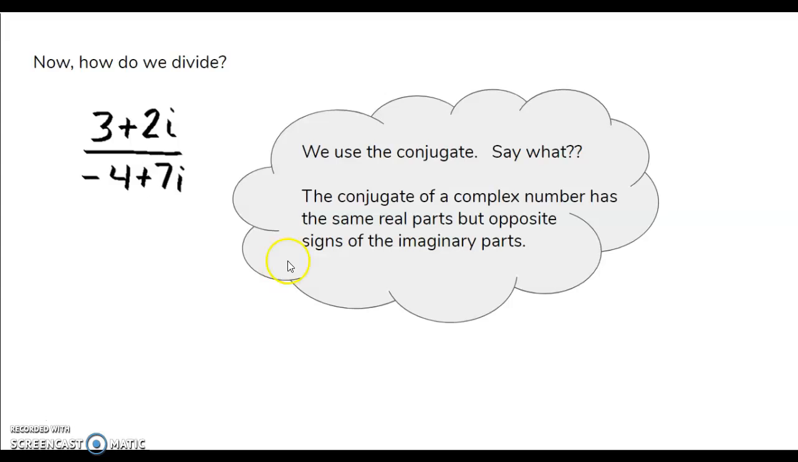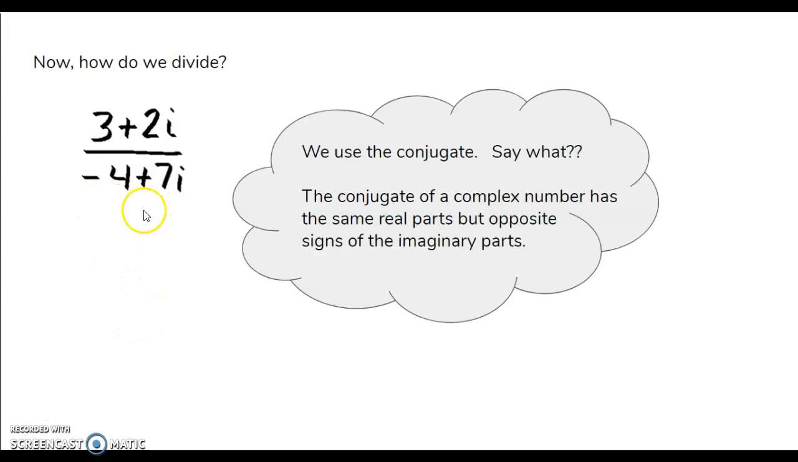We're going to use something called the conjugate. The conjugate of a complex number has the same real parts, but opposite signs of the imaginary parts. So the real numbers stay the same, but the imaginary numbers have opposite signs. And we're going to use the conjugate of the denominator.